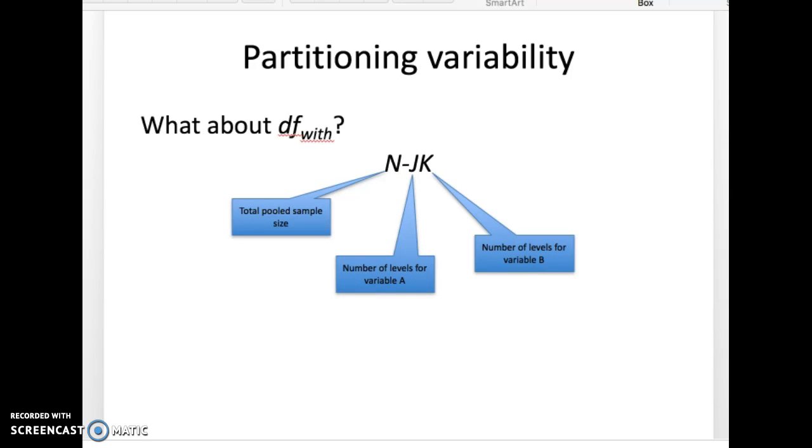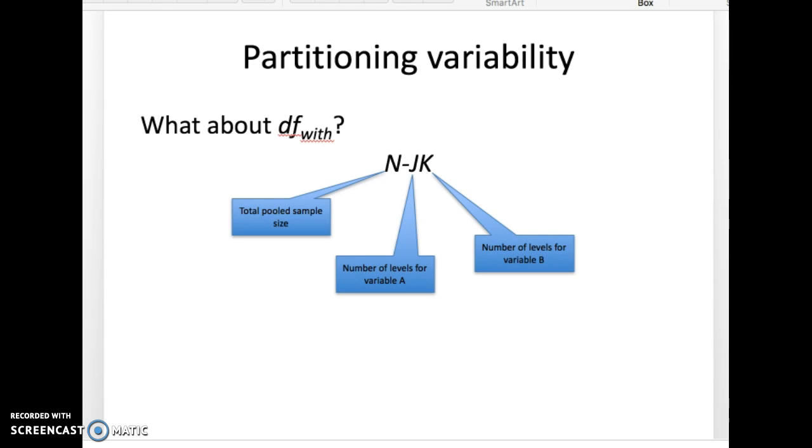And what about the degrees of freedom within? Because again, we have that extra group now. So we take our total pooled sample size, so the sample size for each of our groups, and we subtract from that the product of the number of levels for variable A times the number of levels for variable B.